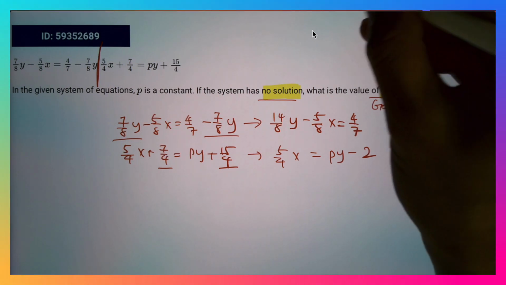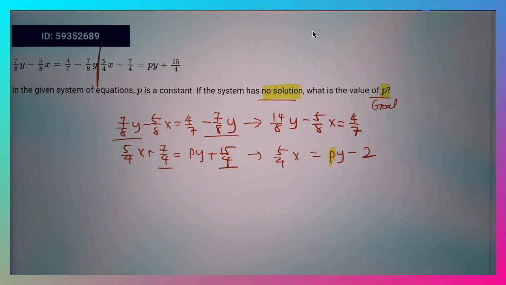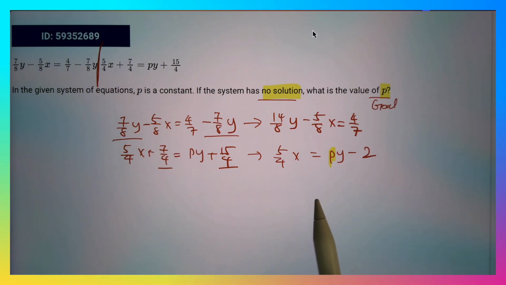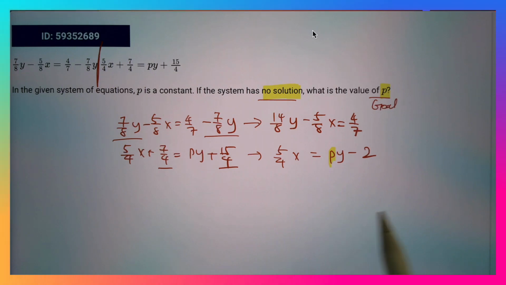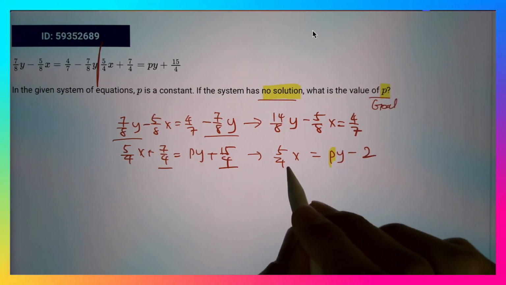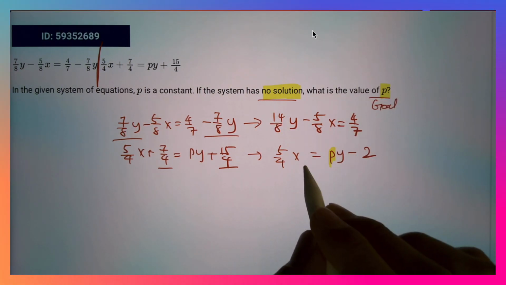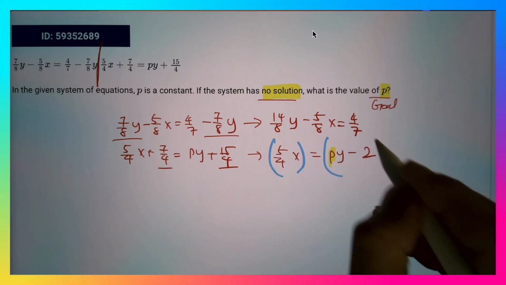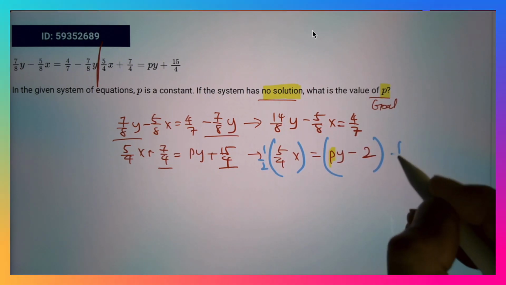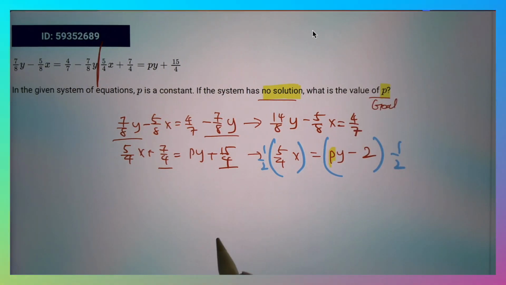So our focus is the p here. The first thing we have to do is see if we can substitute. So I'm just going to multiply 1/2 on both sides. The reason is I'm going to plug this 5 over 8x into the top. Okay, so I'll show you now. I just multiply 1/2 on both sides, and when I do that, the bottom equation will now become 5x over 8 is equal to 1/2 py minus 2. Okay, so that's the bottom equation.